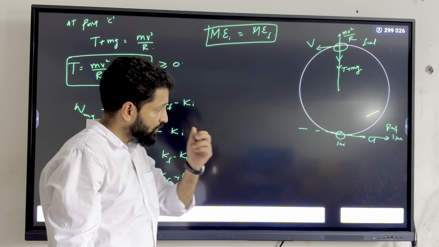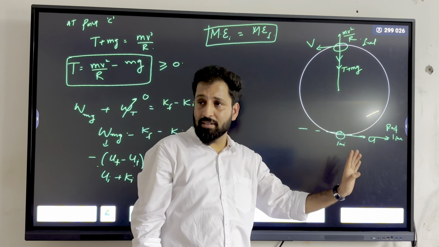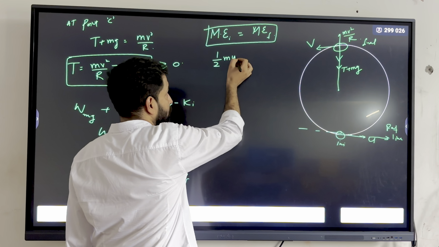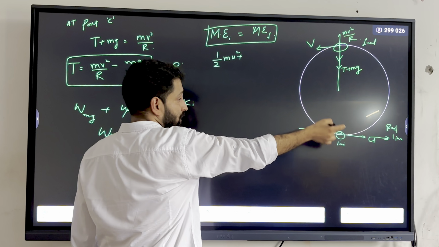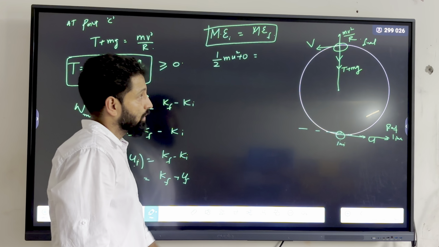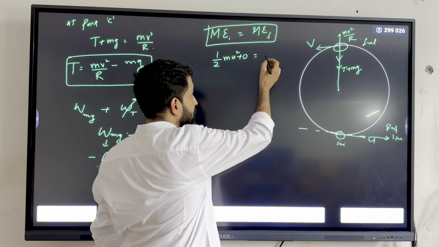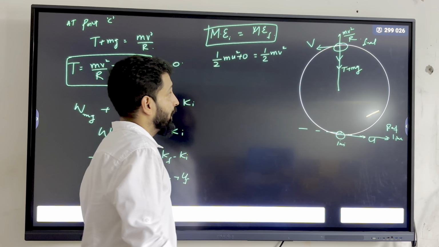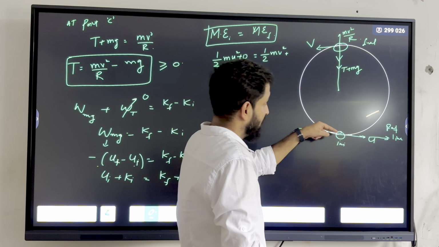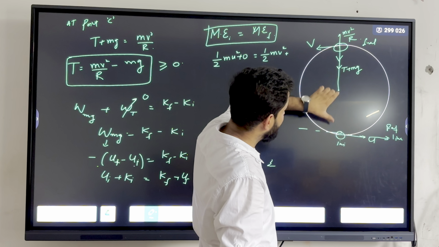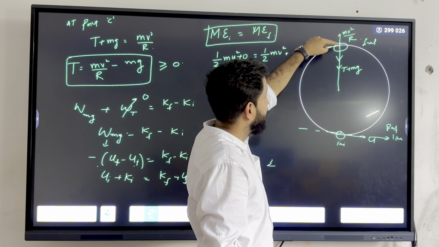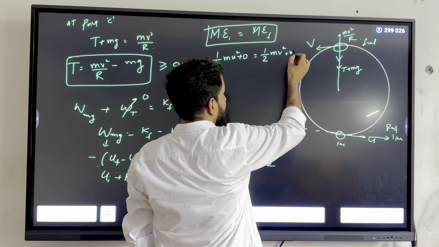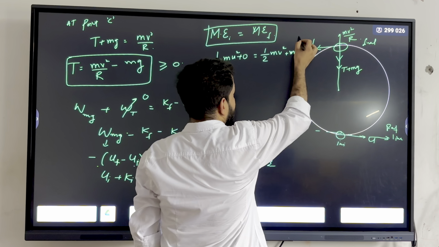Now if I look at this initial condition, here we are taking this as the reference line. So there the kinetic energy will be 1 by 2 m u square, plus potential energy will be 0, equal to the final condition. Here the kinetic energy will be 1 by 2 m v square, this is the v which we have to find, plus potential energy. What is the height? This is r plus r, that's 2r, and the force is mg, so it will be mg 2r.